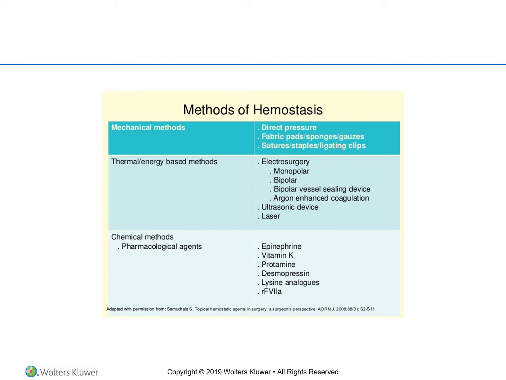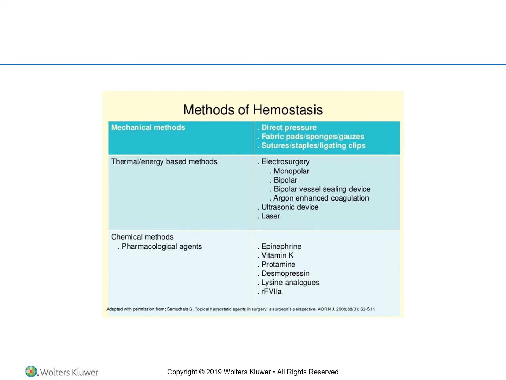And another type of mechanical method of hemostasis is to use sutures. When we tie a blood vessel that is bleeding, we can use staples by putting tiny staples on it, or by ligating clips. It's just like a clip that will collapse the blood vessel that is bleeding, and by collapsing it, will produce a blood clot at that level.